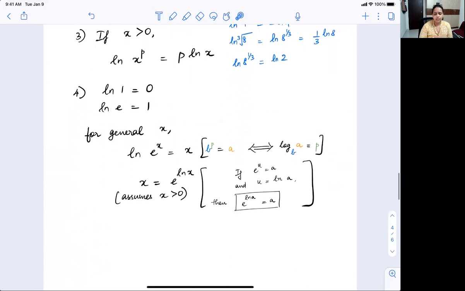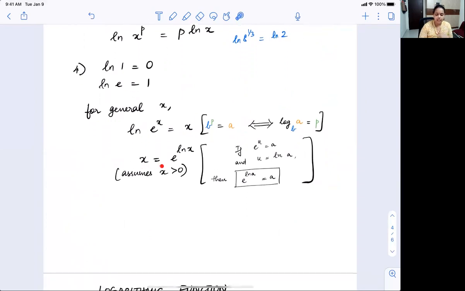Now, just summing it up, ln 1 is 0, ln e is 1, and for any general x, ln e power x is x, because e raised to the power x is e to the x. And we also have x equals e power ln x, and that comes from how we derived this initially. If we have this expression, then u is given by ln of a. Therefore, plugging this value of u back into the initial expression, we get e power ln a is a, and instead of a, I put x here, and that's how we end up with this expression.